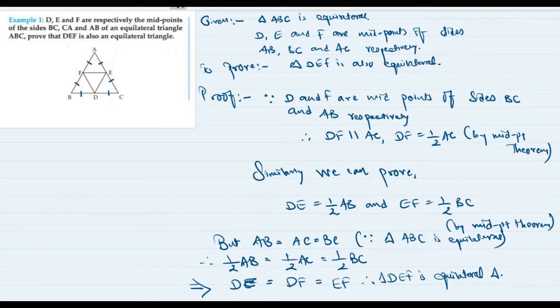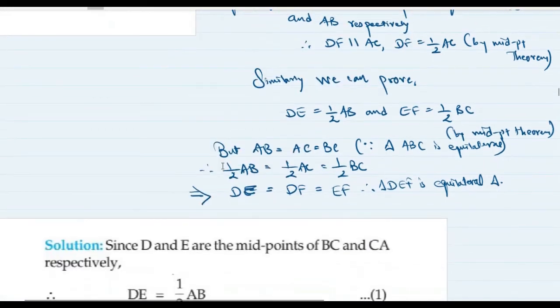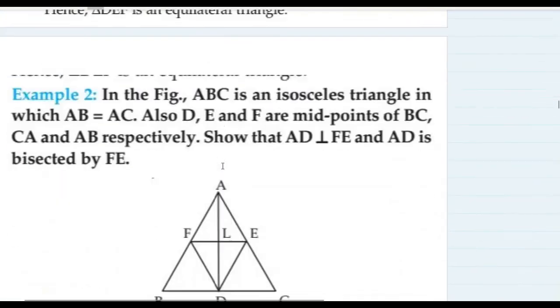Okay, so that was very easy to prove. This was the easiest and simplest application of the midpoint theorem. Let's go to the next question.